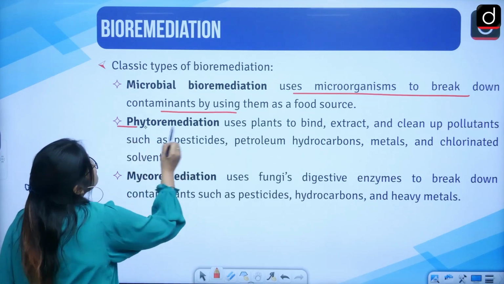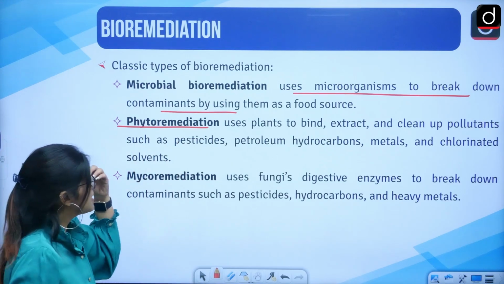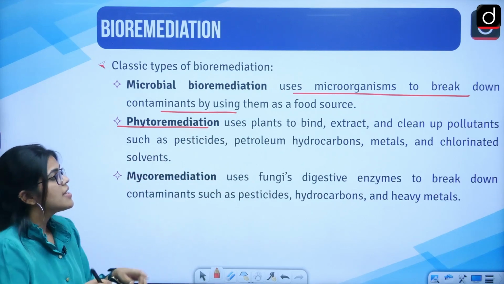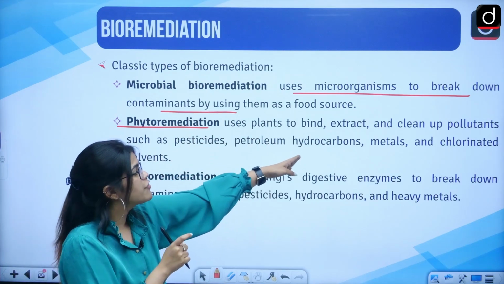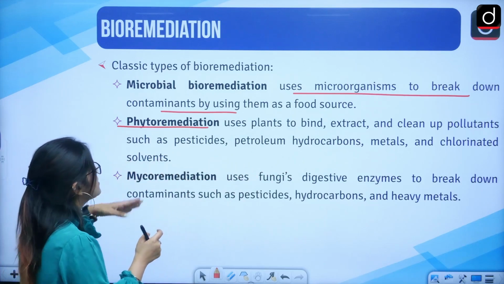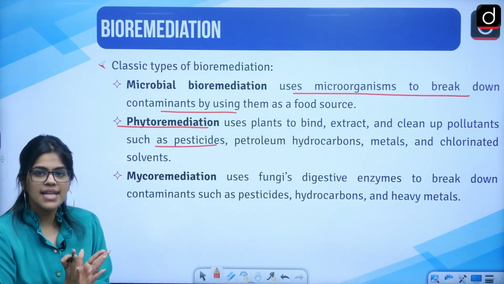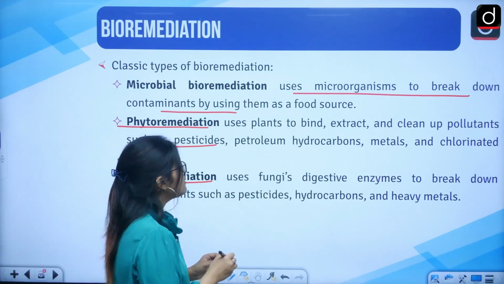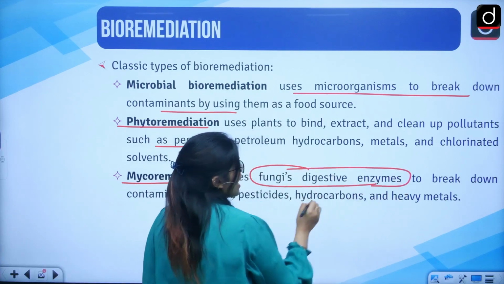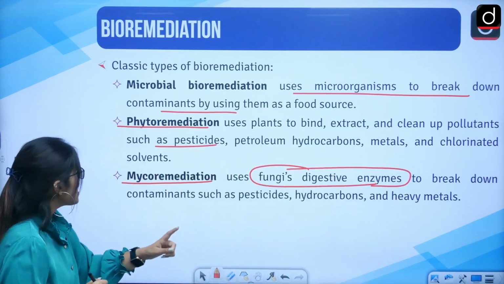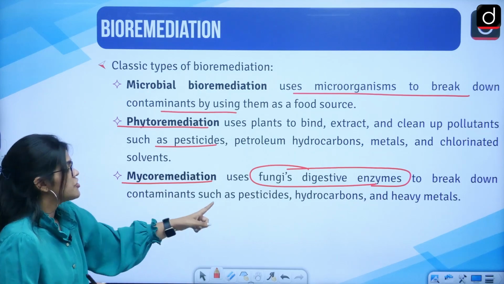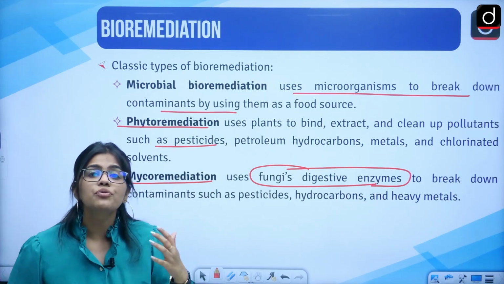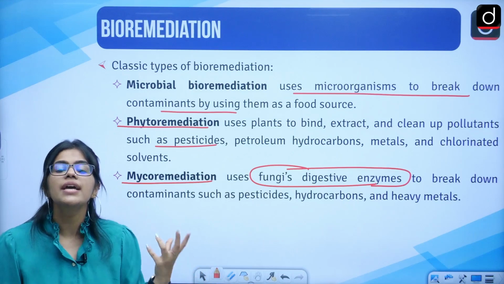Then we have phytoremediation. It uses plants to bind, extract and clean up pollutants such as petroleum hydrocarbons, different metals, chlorinated solvents or different pesticides that are present there. Then we have mycoremediation. Mycoremediation is done when we use fungi, whose digestive enzymes will break down different contaminants such as pesticides, hydrocarbons or heavy metals. So this is how you can treat the land that we have.